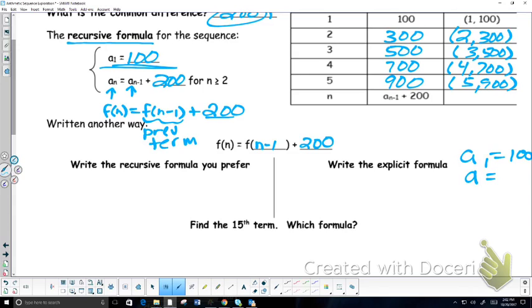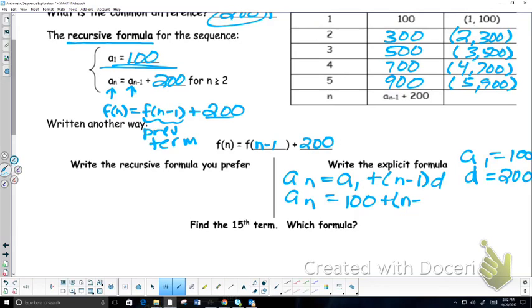Then the second term, d, it was changing by 200. So the general explicit formula is a sub n equals a sub 1 plus n minus 1 times d. So I'm just going to plug in the items you need. That would be what? A sub n equals the first term, which is 100, plus n minus 1 times 200. That would be your explicit formula.